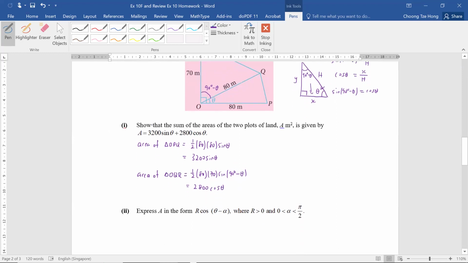Therefore we just add together. A will be equal to the area of triangle OPQ plus the area of triangle OQR. Adding together, we get 3200 sine theta plus 2800 cosine theta. Right, so we have successfully shown this. So this is the answer for the first part.